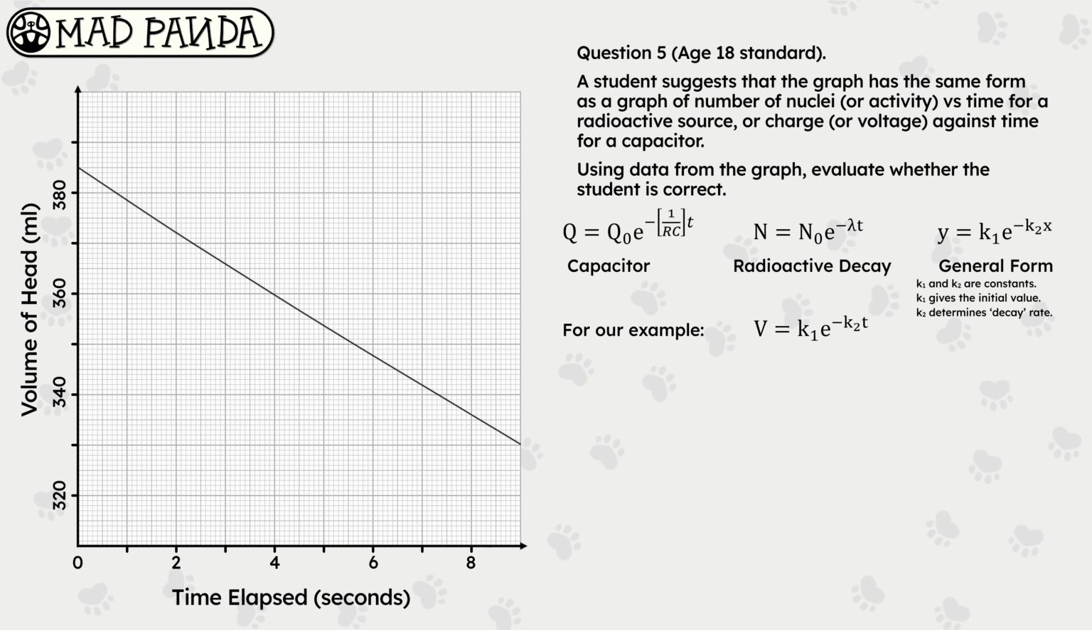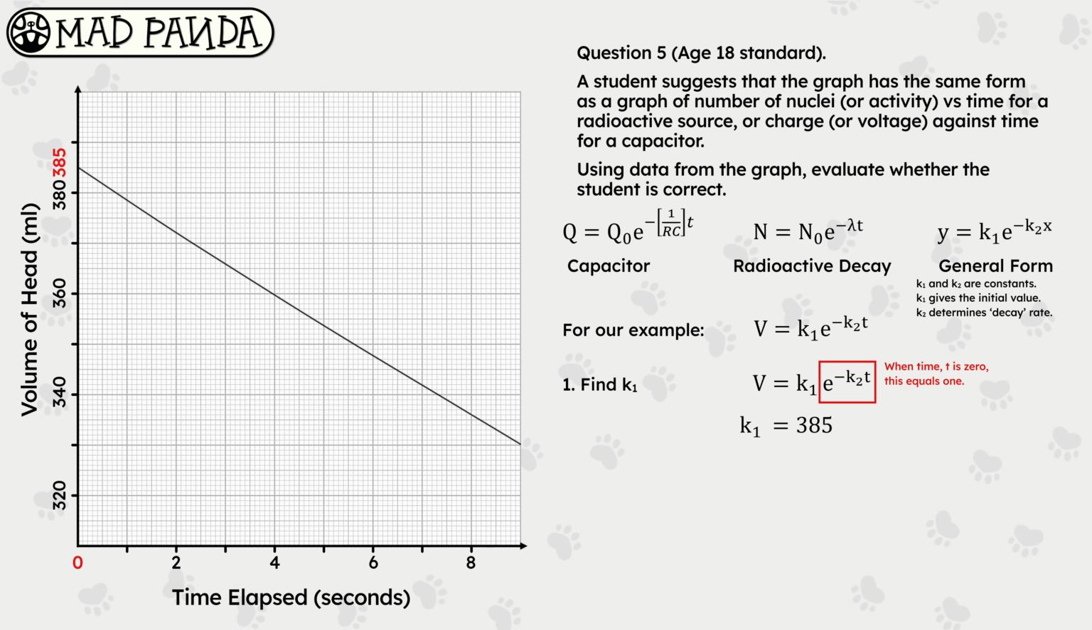So the big difference between the previous question and this one is that we aren't told what the initial value of the volume of the head is, so that's just one extra step that we're going to need to insert here, and then we'll solve the rest of it exactly the same way as the last one. To find K1, which corresponds to the initial value for the volume of the head, we need to hop over to the graph and read off at time t equals 0 seconds that the initial volume was 385 millilitres.